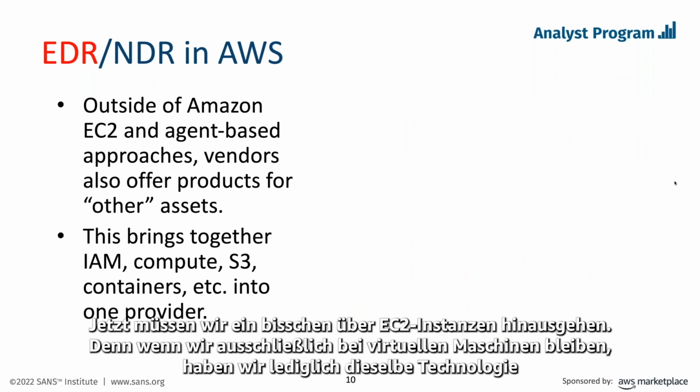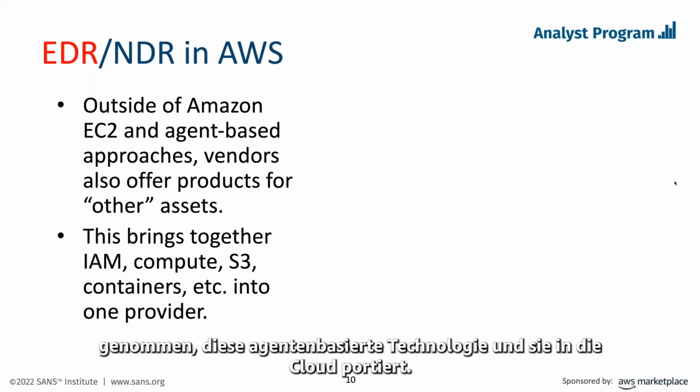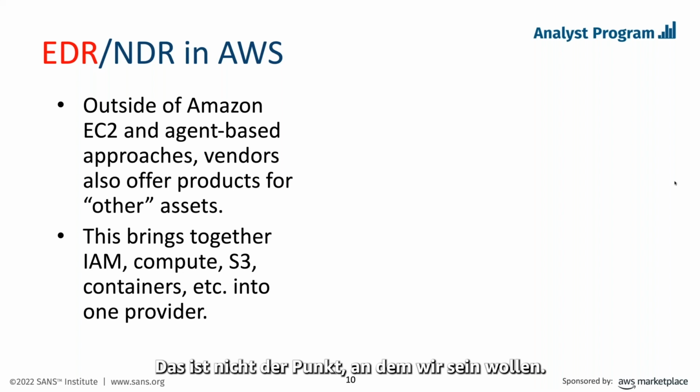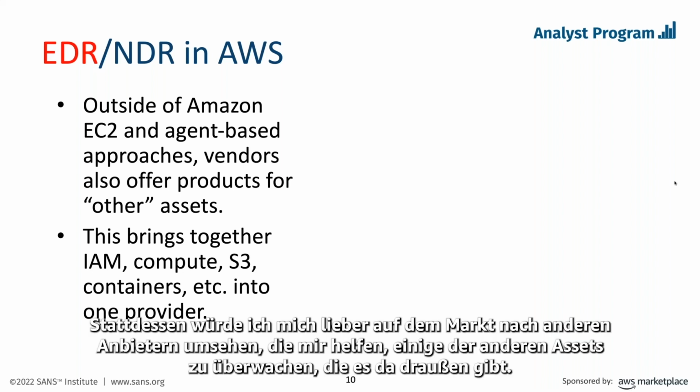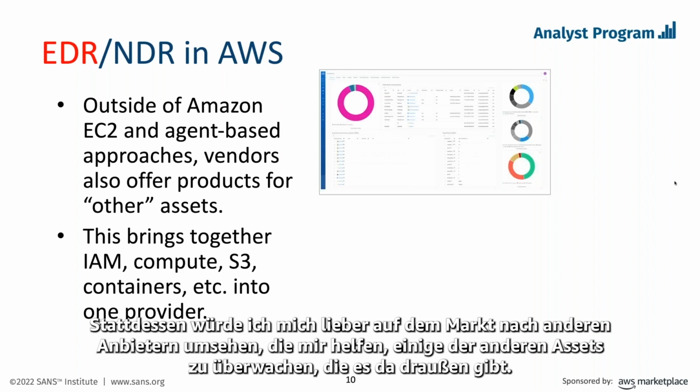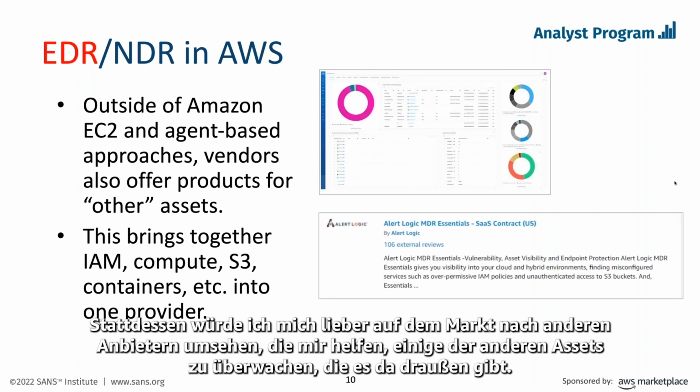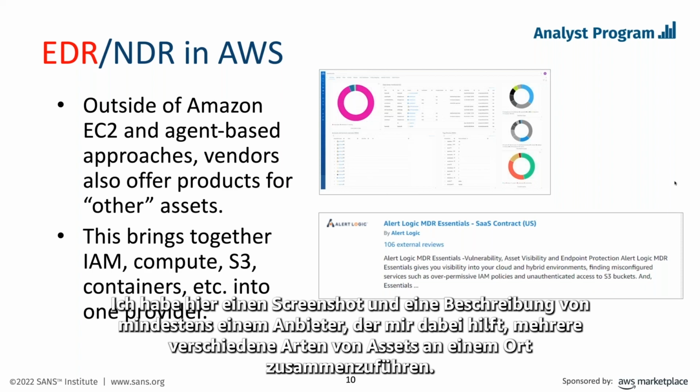Now we've got to break a little bit outside of EC2 instances, because if we stick just with virtual machines, all we've done is take the same agent-based technology and port it into the cloud. That's not where we want to be. Instead, I would rather take a look across the marketplace at some of the other vendors that help me monitor some of the other assets that are out there. I've got a screenshot as well as a description of at least one vendor here that helps me bring together multiple different types of assets into one place.